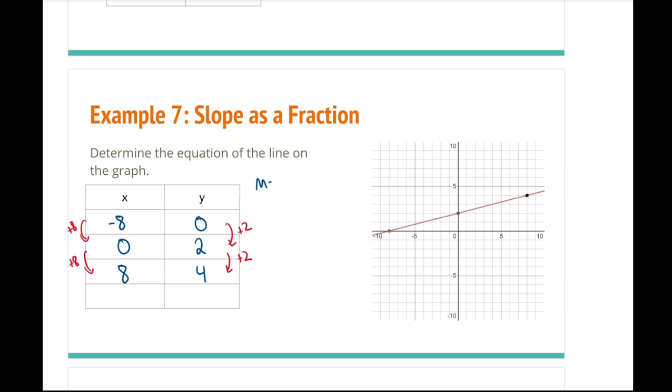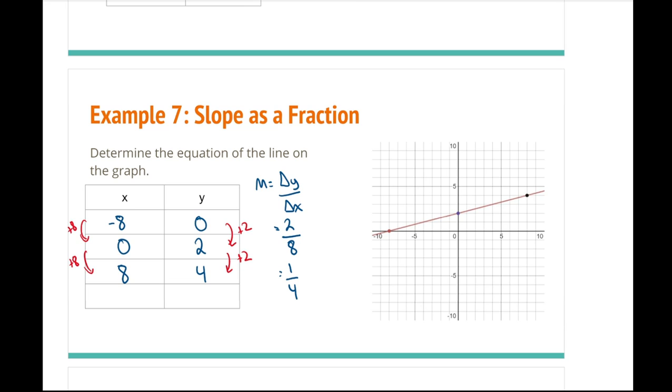If I look at my slope, my m value, change in y over change in x, change in y is 2 regardless of what pair I look at. Change in x is 8, so my slope will be 2 over 8. Now I can simplify this a bit. I can reduce my fraction to make it 1 over 4, or basically 1/4. So I know my m value.